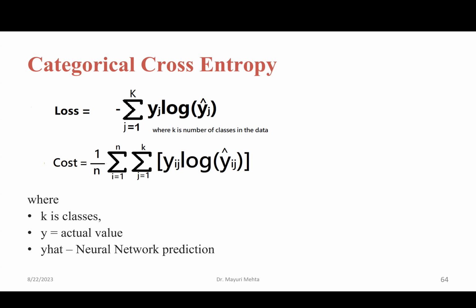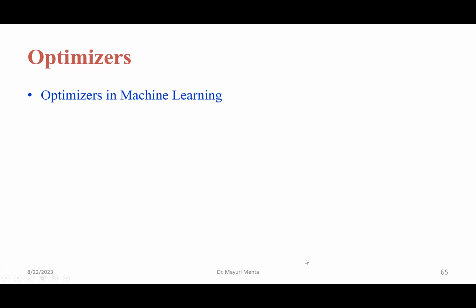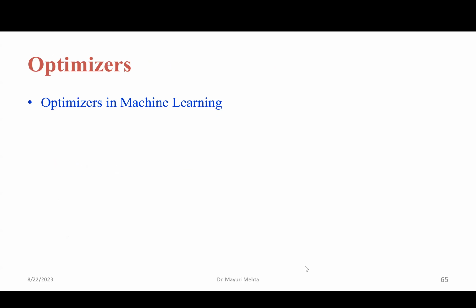Okay, so if no questions, then let's move to optimizers. I assume that there are no questions. Okay, fine. So let's move to optimizers. If you are familiar with machine learning, then you might have studied optimizers. So does anyone know what is an optimizer in machine learning or deep learning? You can write in the chat box, or you can turn on your mic and let me know what is an optimizer.